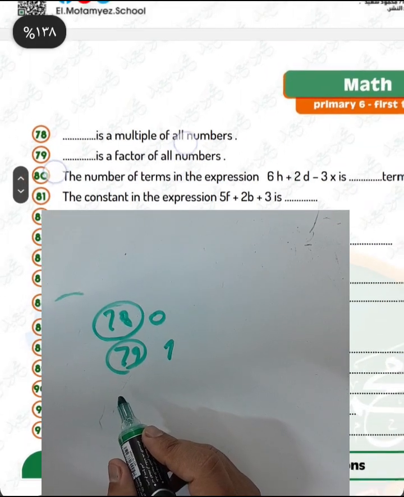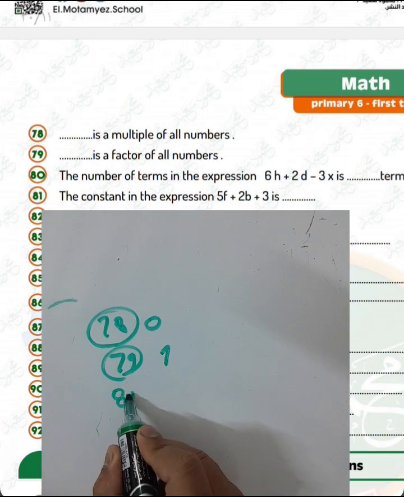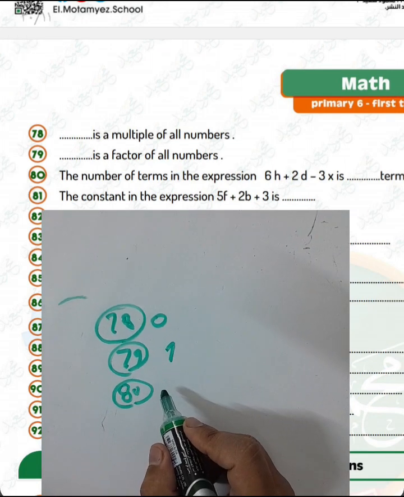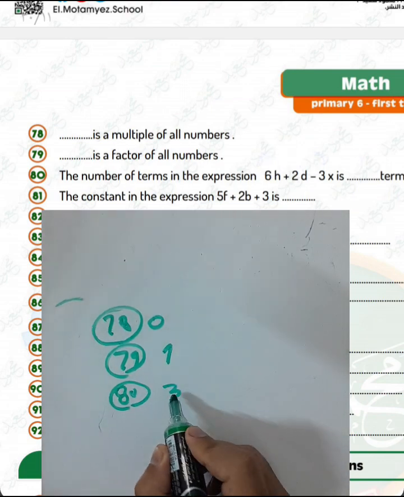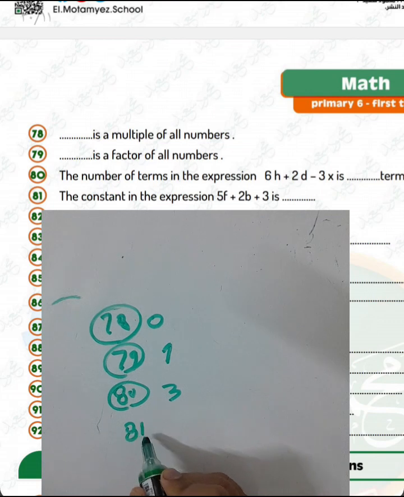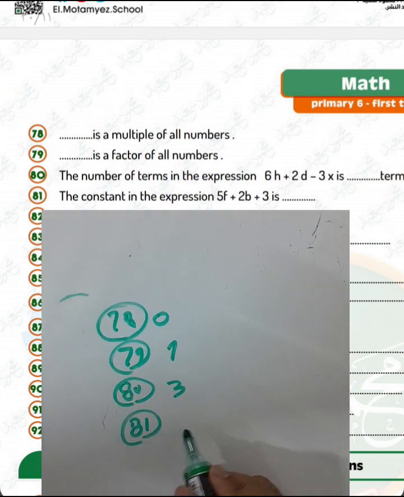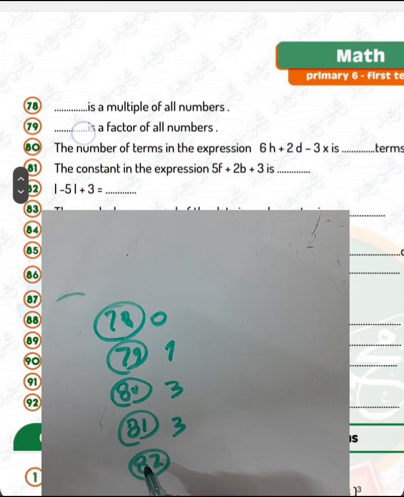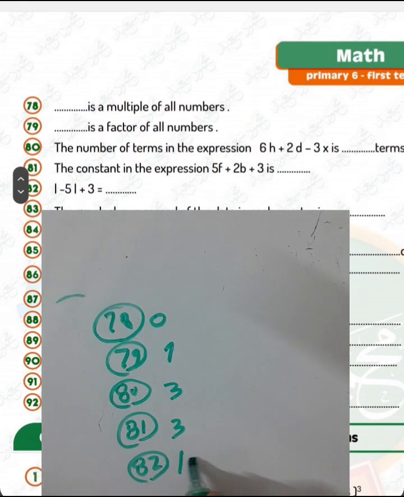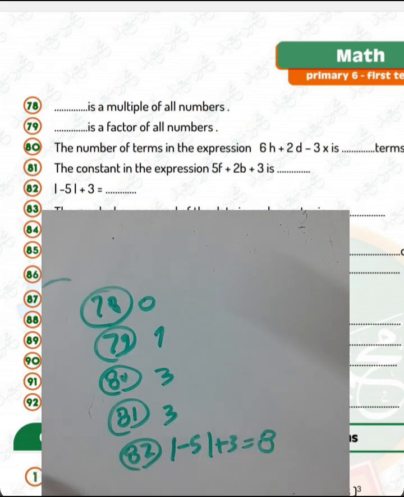Question 80. The number of terms of the expression 6h plus 2d minus 3x: we have 3 terms here. Question 81. The constant in this expression will be 3. 3 here is a constant. Question 82. The absolute value of negative 5 plus 3 will be 5 plus 3, which is 8.